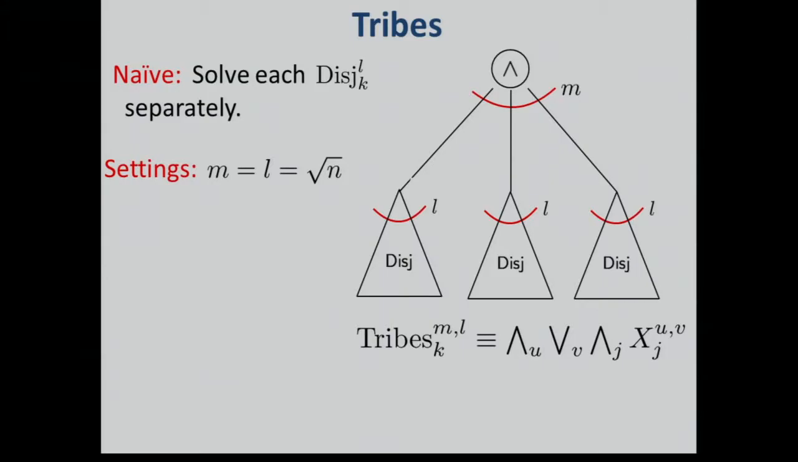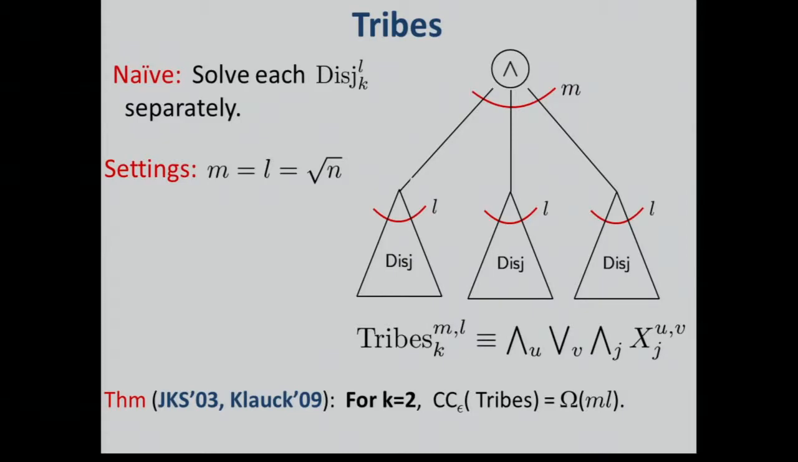In fact, I think that was historically the first reason to look at tribes in the context of communication complexity. So this paper by Jayram, Kumar and Sivakumar in 2003 showed, in fact, for k equals 2, this naive protocol does the best. And they used, again, information theoretic techniques. Okay? And in 2009, Hartmut Klauck's paper, which showed a strong direct product theorem for set disjointness, also implies a lower bound for tribes. Okay?